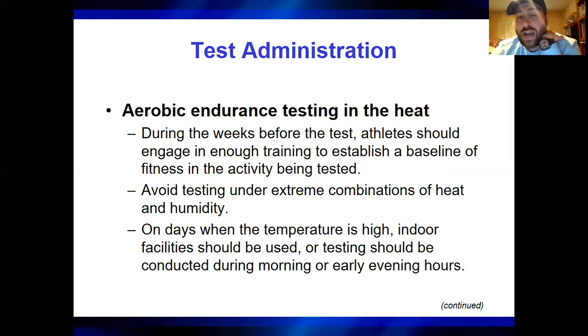On days when the temperature is high, indoor facilities should be used. I will say this: if we're talking about certain aspects of practice and stuff like that, I would agree. If you're talking about testing and you have the ability of an indoor facility at the very beginning, might as well just do everything indoors, because then no matter what the temperature is outside, you can test them indoors, and your environmental aspect is the same each and every time.